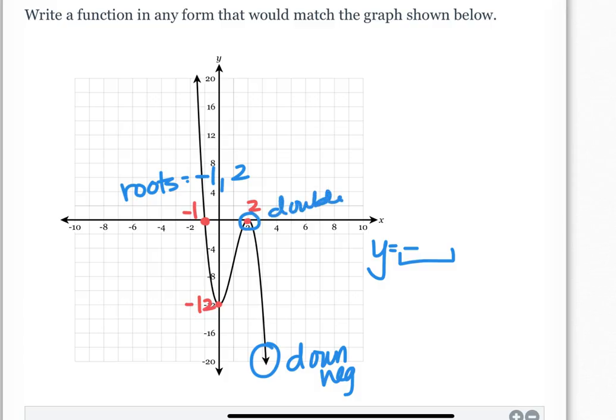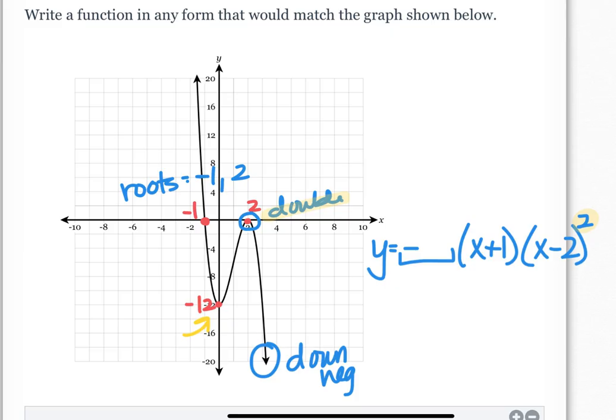So when I go to write the factors, if I have a root at negative 1, my factor is going to be x plus 1. If I have a root at positive 2, my factor is going to be x minus 2. And because this root right here is a double, then I need to put an exponent of 2 on that factor.